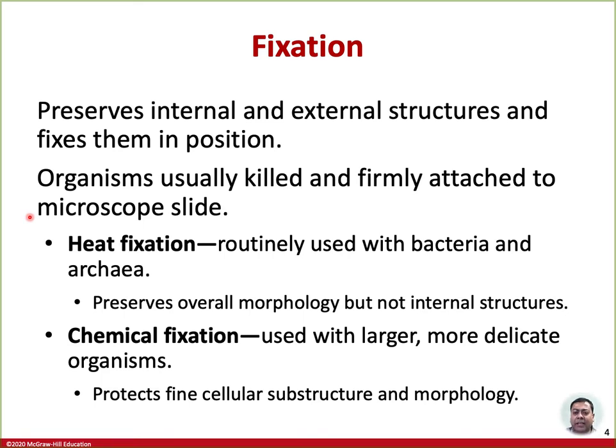And there are two fundamentally different types of fixation. One is heat fixation and the other is chemical fixation. Heat fixation is routinely used to observe the bacteria and the archaea, and typically a film of cells, which is called a smear, is gently heated. So how do you make a smear? You take a drop of water, and in the drop of water, you mix a little bit of bacteria with a loop and gently make a smear. It's a thin film, which is very slightly milky in color, and you allow it to air dry.